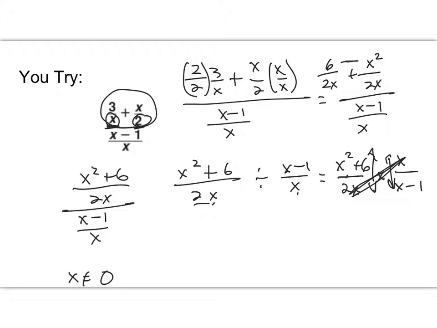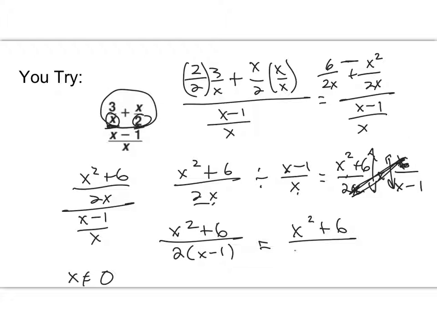And that leaves me with x squared plus 6 in my numerator and 2 times x minus 1. These x's here canceled out. Combining everything again, I get x squared plus 6 over 2x minus 2.